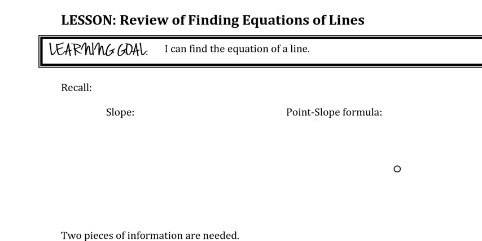Somebody tell me the formula for slope. Dylan. M equals, that's okay. That's okay. Y2 minus Y1. Very good. That just reminds me, so I'm just going to pause there and say something.